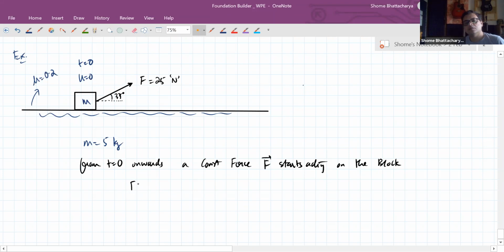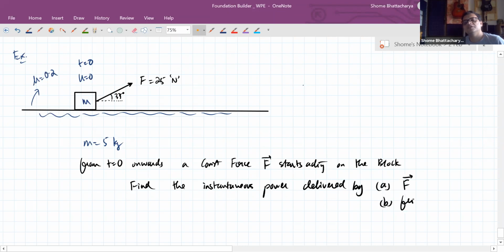So we have to find the instantaneous power delivered by the force F and friction at the instant 2 seconds. At the moment 2 seconds, what is the instantaneous power delivered by each of these two forces?